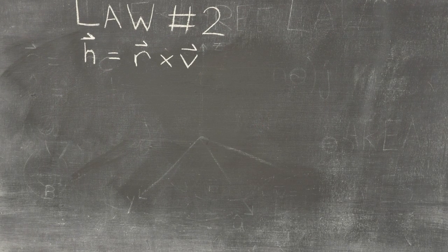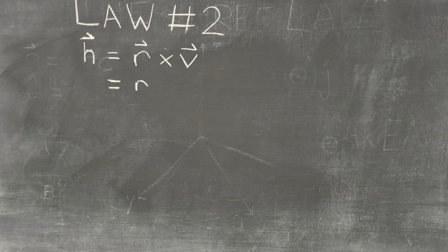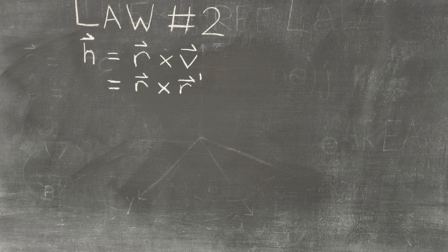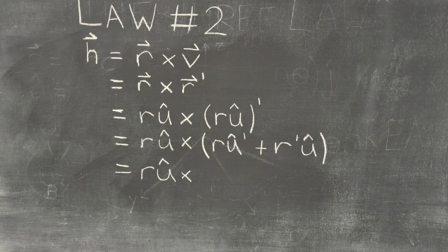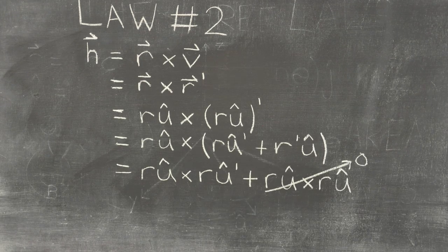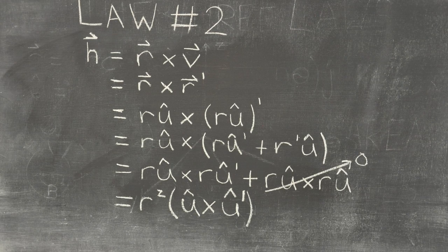Writing this out, we can see that the vector r cross the vector v is the same as the vector r cross the vector r prime, or more simply, the value of r in the u hat direction crossed with r in the u hat direction primed. If we then simply perform the product rule, rearrange, and simplify, we are left with r squared multiplied by u hat cross u hat prime.